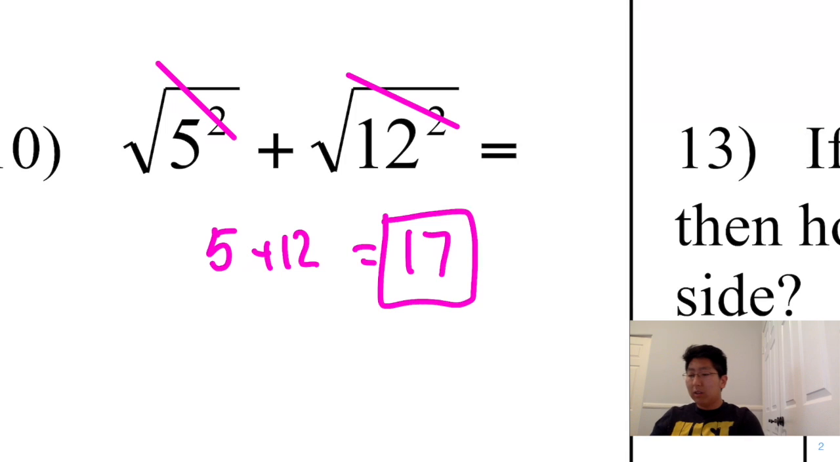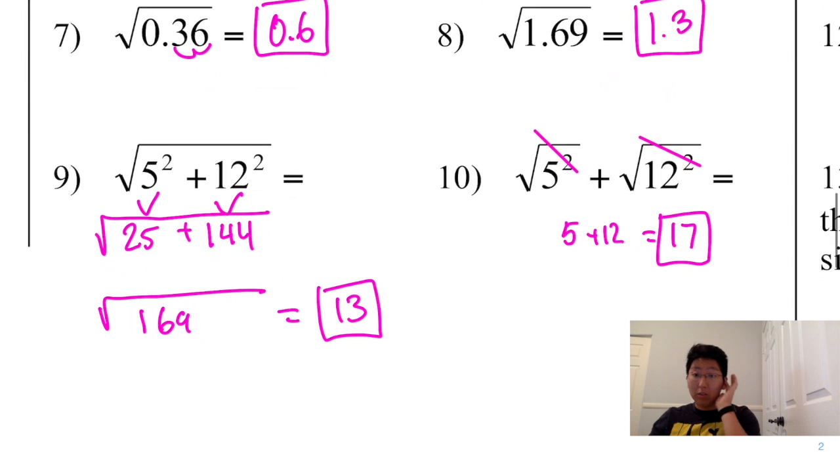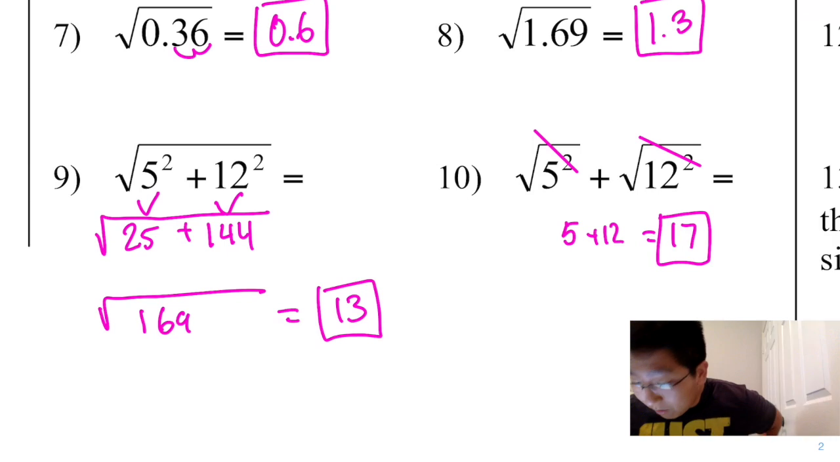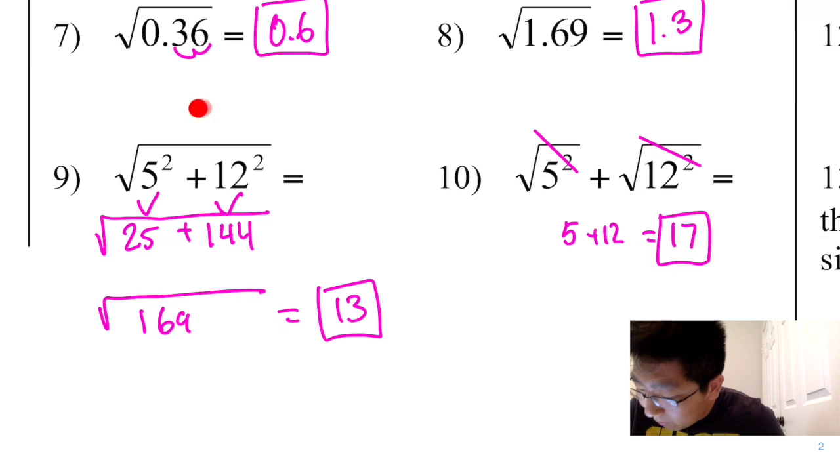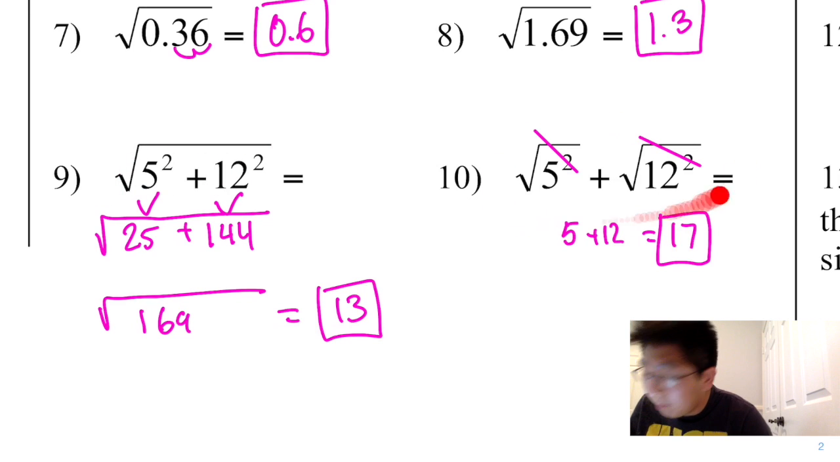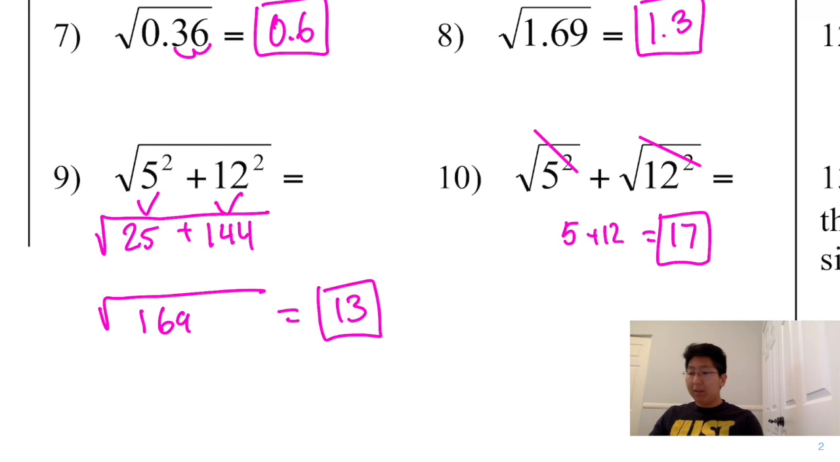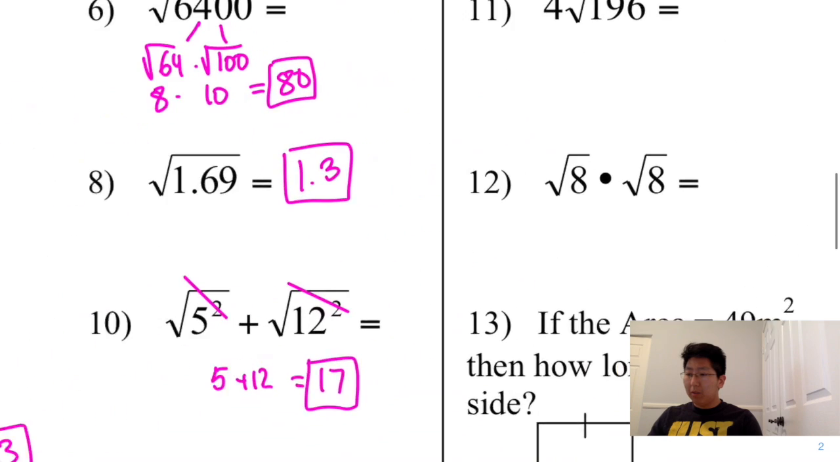I want you to notice that these two have different answers. So make sure that you get 5 squared plus 12 squared first if they're inside the root, and if they're not, you have to keep them separate. All right. Number 11.